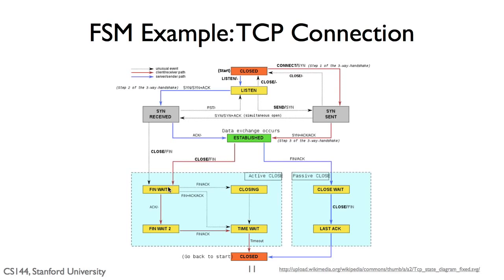From the FIN wait 1 state, where the active closer is, there are 3 possible outcomes. First, the passive closer might acknowledge the FIN but not send a FIN. In this case, the passive closer is in the close wait state and can continue to send data. This is the lowermost edge, where the active closer enters the FIN wait 2 state.